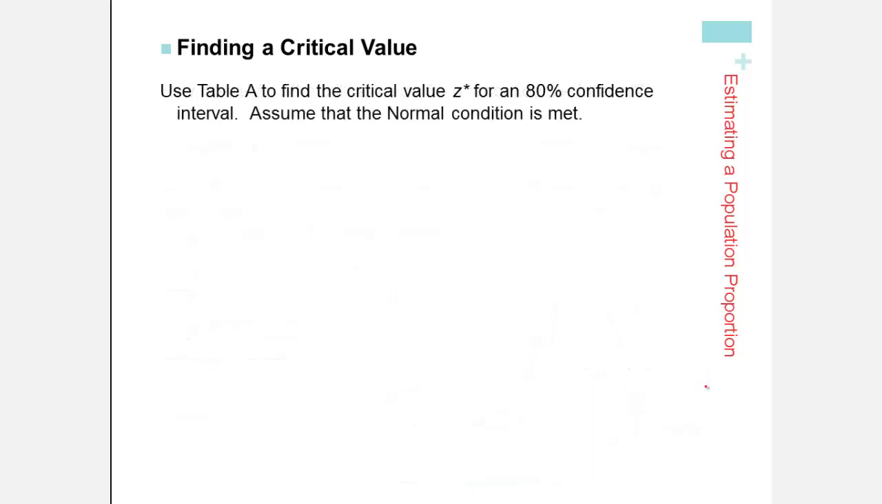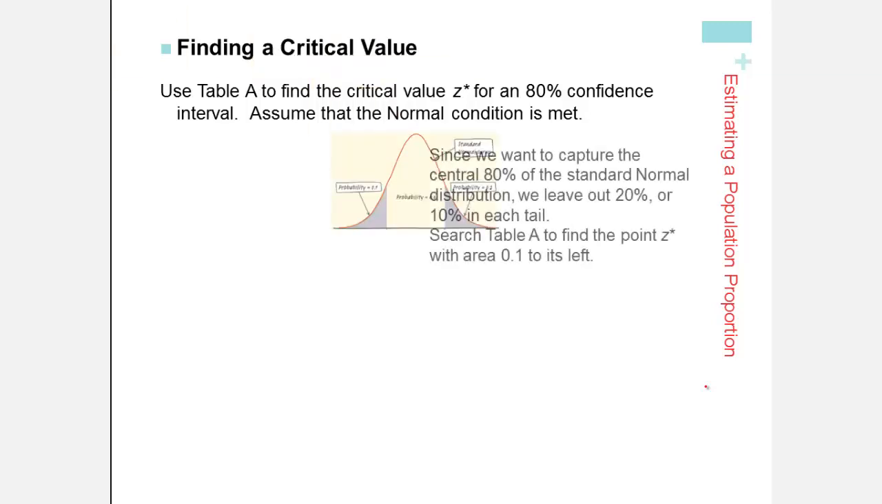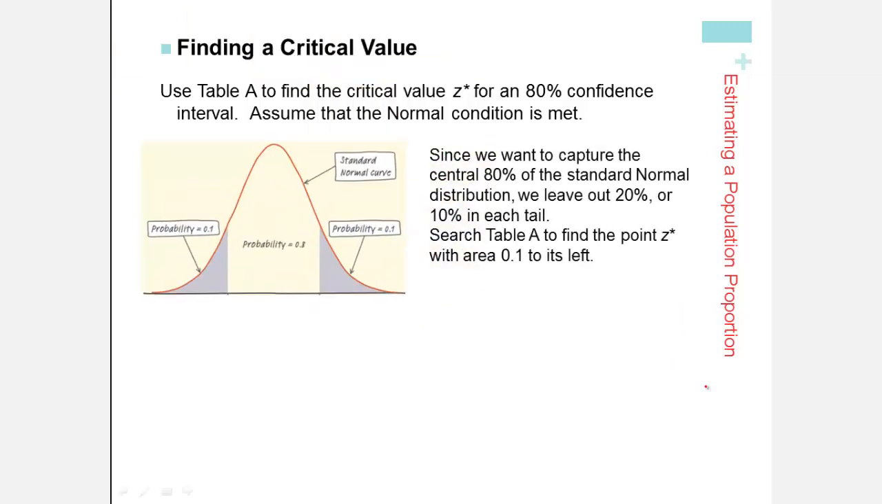Here's another example of finding a critical value. Let's say I wanted to find the critical value for an 80% confidence interval, assuming the normal conditions are met. If 80% is my confidence level, that means 0.8 will be the area under the curve here. With 0.8 being taken out, there would be 0.2 left over, and if I divided that by 2, I would be left with 0.1 for the area under both tail parts of the curve.